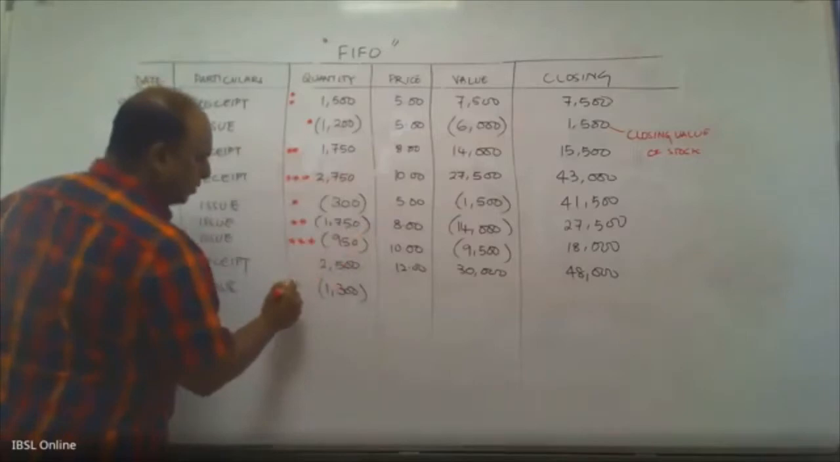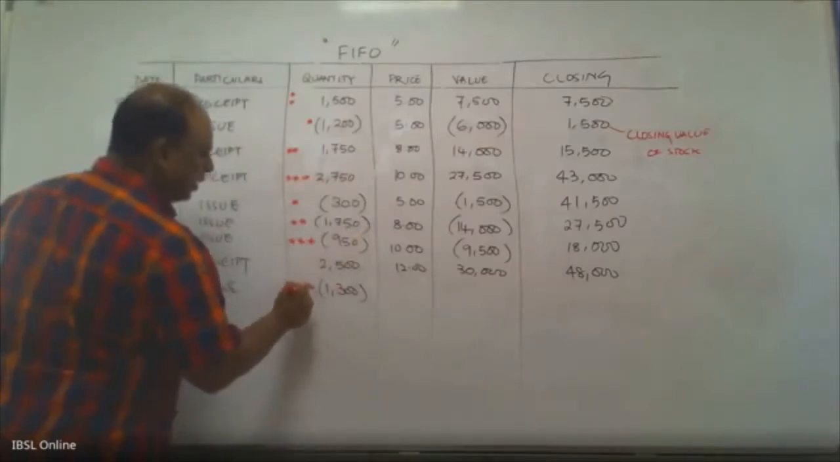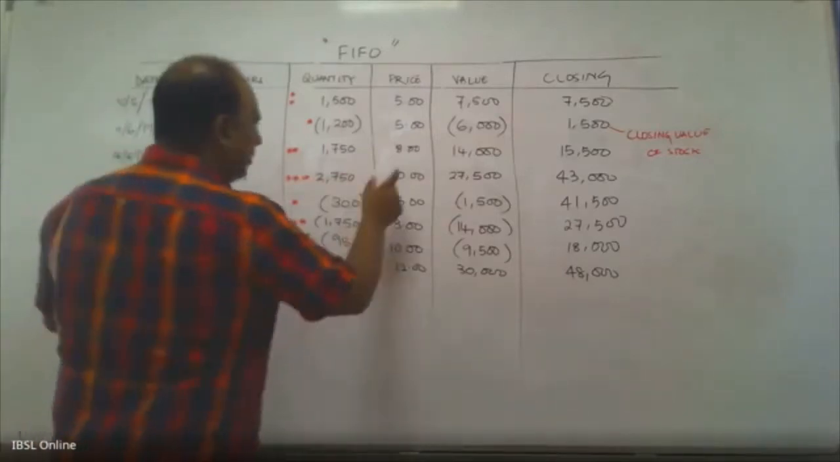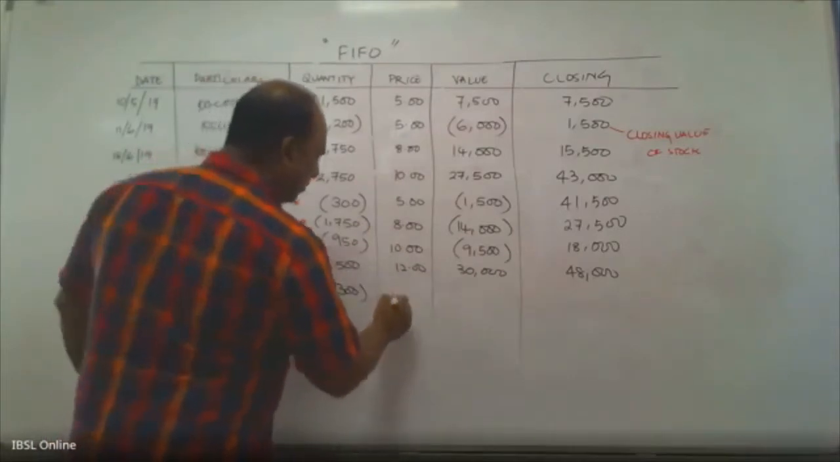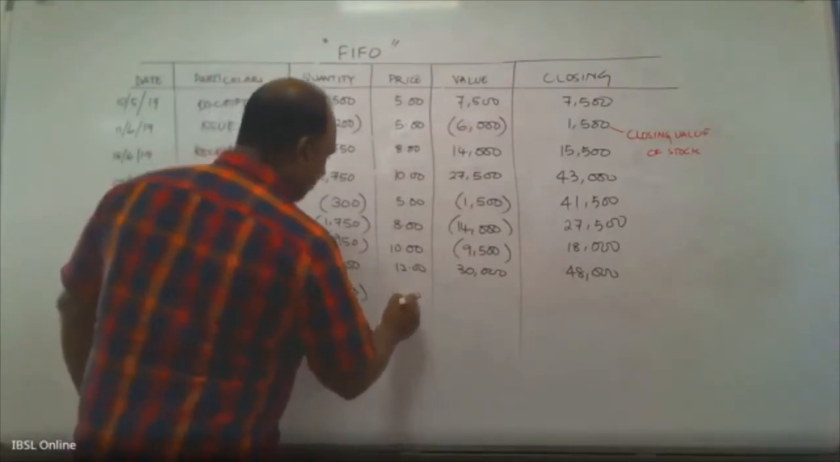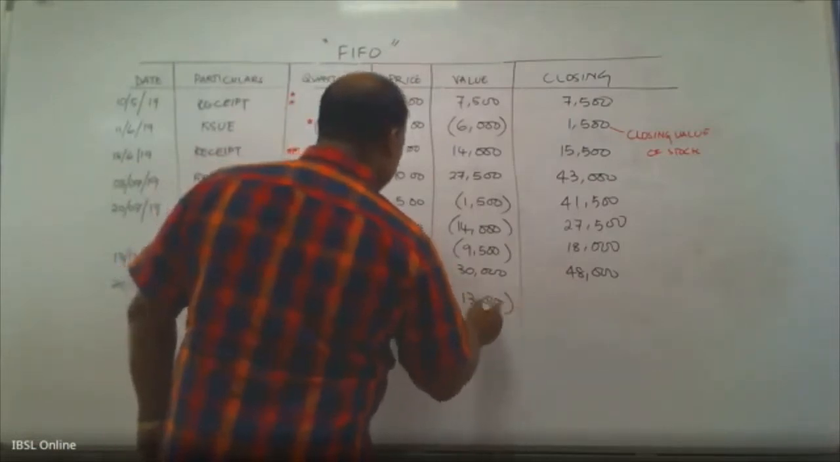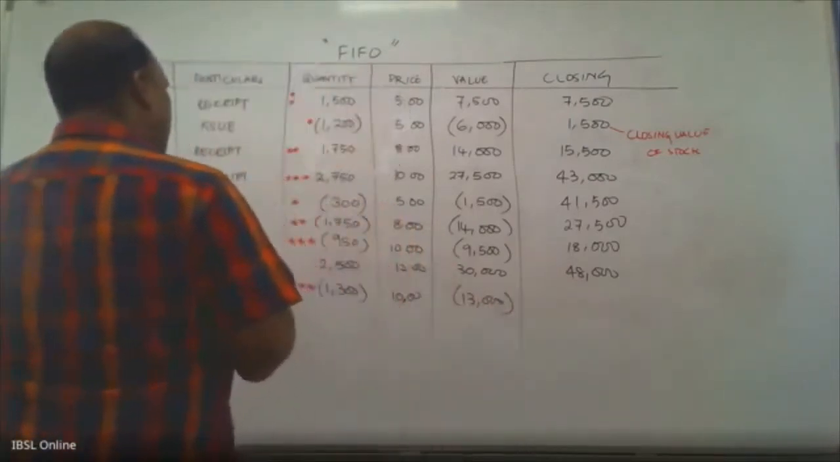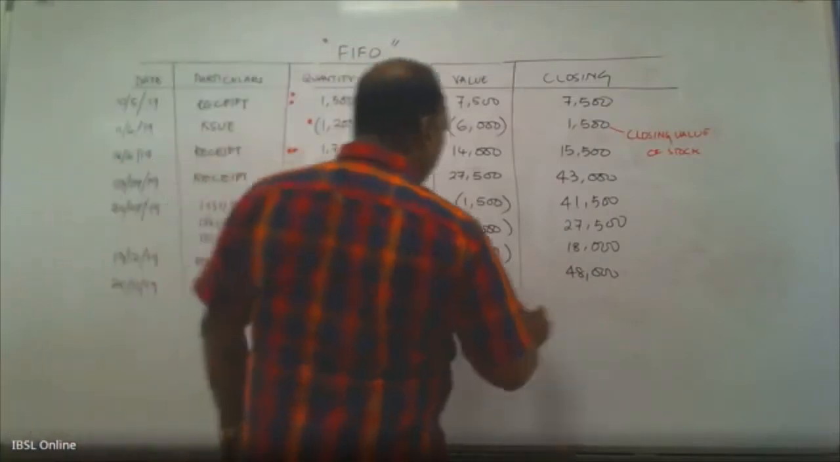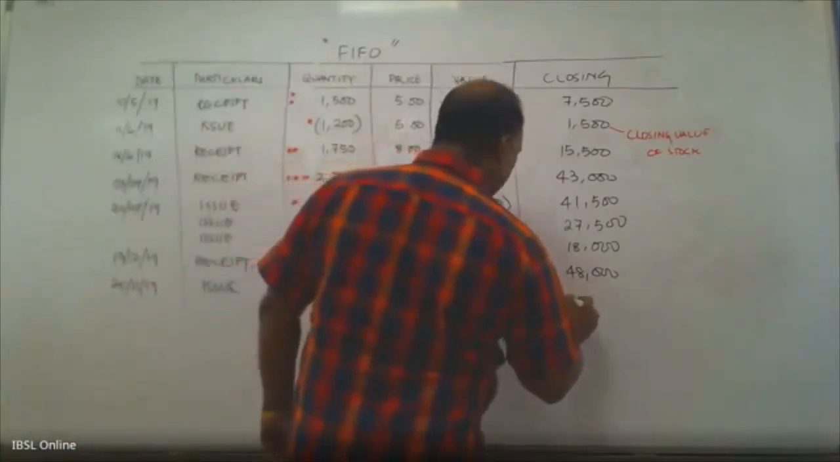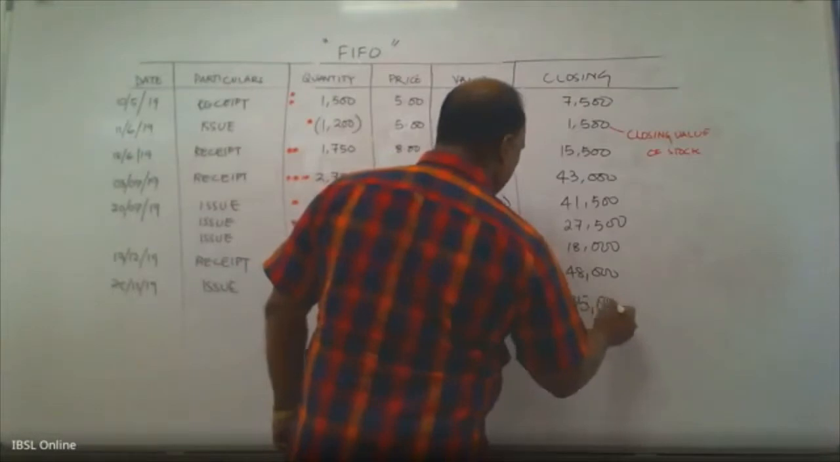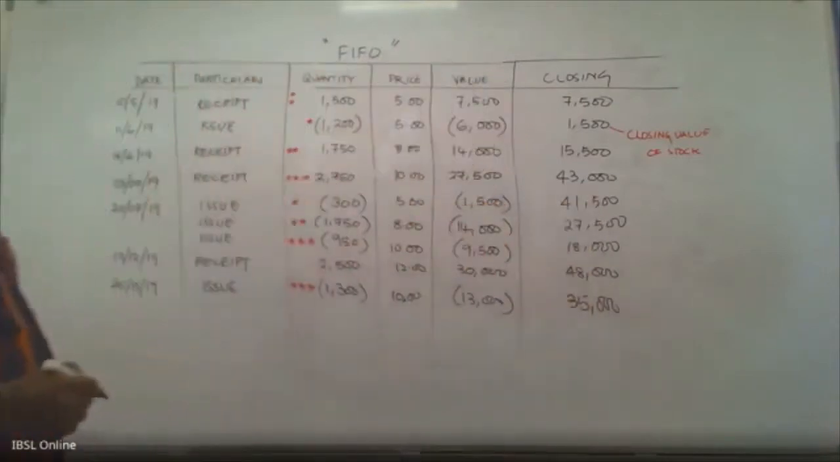So from that 1,300 is going out. At what rate? At the rate of 10 rupees. So that is 13,000. Correct? 13,000. You will get 35,000.